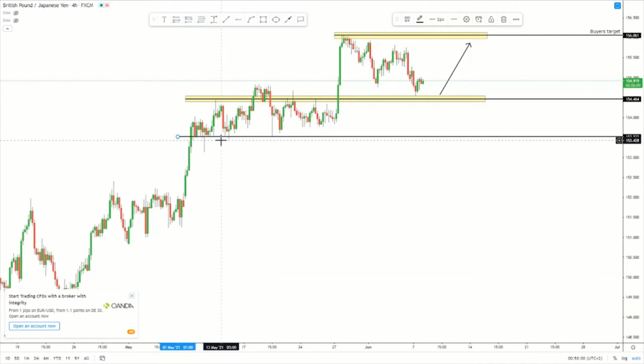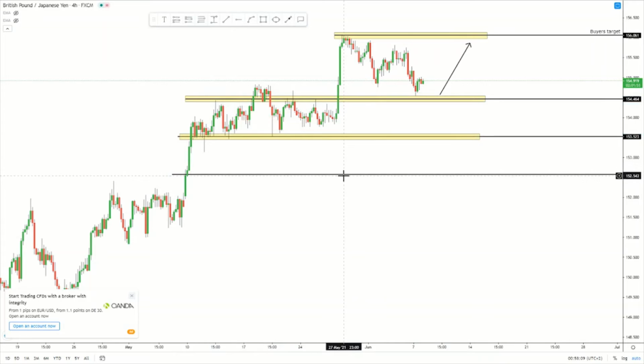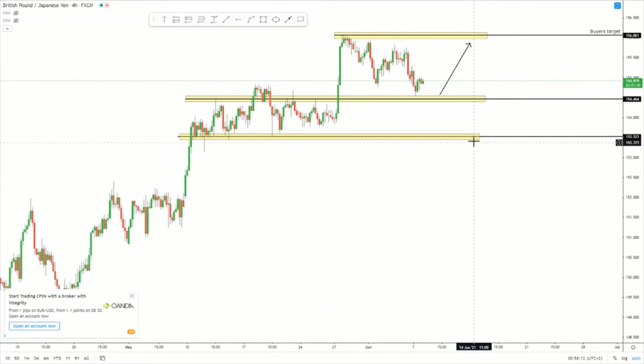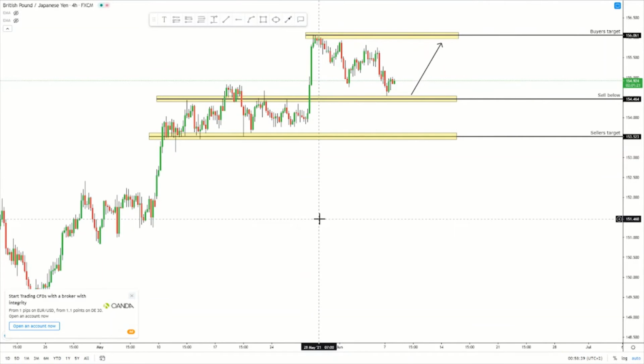and we can see these lows rejected multiple times by candles and wick rejections. So if I just take this area, I'm going to duplicate that. Make it a bit bigger. Seller's target. And right here, I'm going to say sell below. So that is the only thing that I can see happening on GBP JPY.